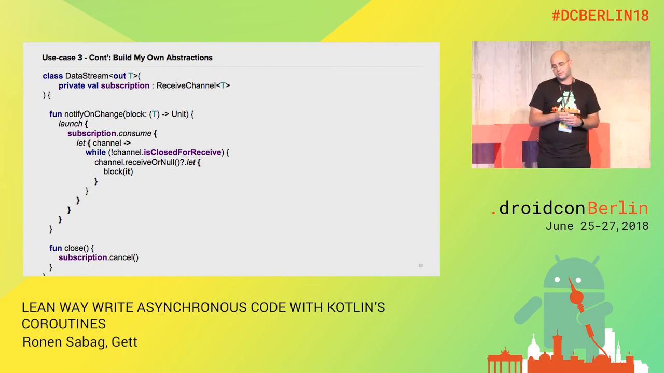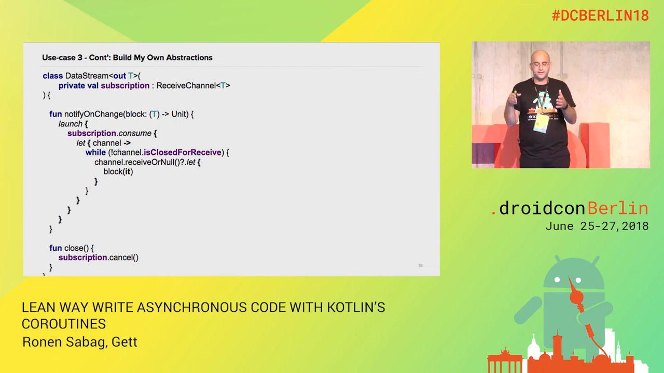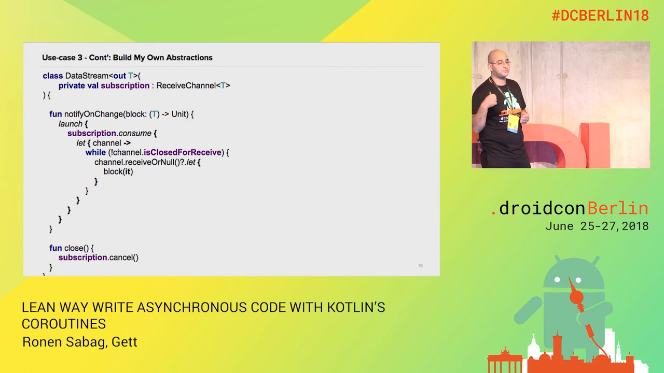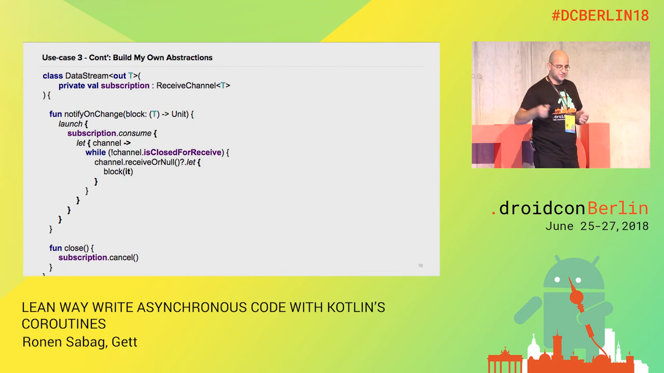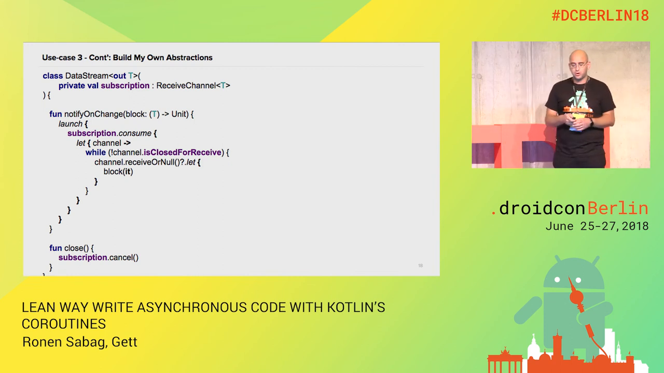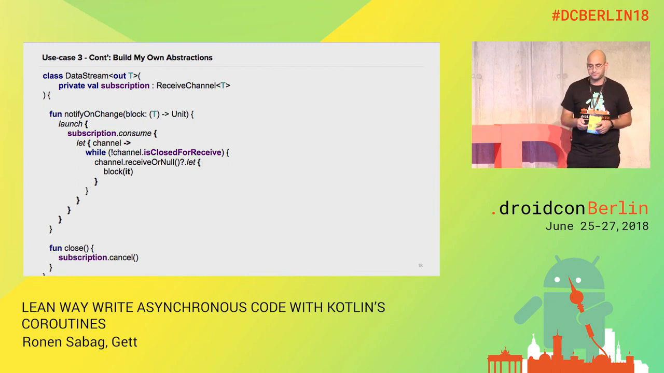One of them I call notify on change, which basically hides all the boilerplate that I had to do in order to consume values from this channel. And I'm going to have close, because if I don't want to observe any change anymore, I can just close it.